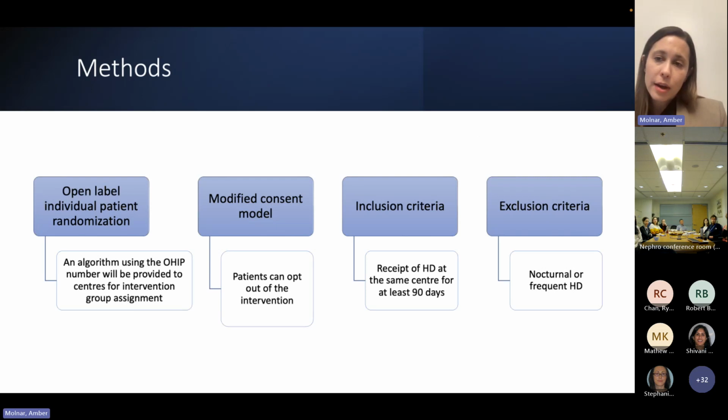So this slide summarizes the key methods for the trial. Our plan is to perform open label individual patient randomization, and we will be accomplishing this using an algorithm that uses the OHIP number. This algorithm will be provided to the included dialysis centers for intervention group assignment. We also plan to use a modified consent model.